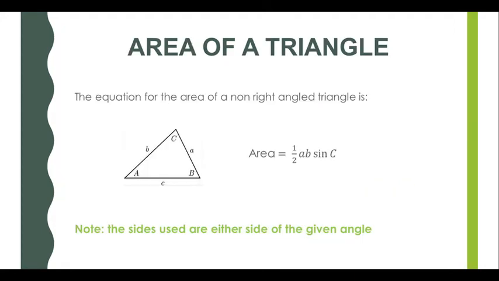We know from GCSE that the area of a right angle triangle is half times base times height, but we also have an equation for the area of a non-right angled triangle. So given the triangle like before, the area is equal to half ab sine C. Just be careful that the sides you use are the sides either side of the angle given.